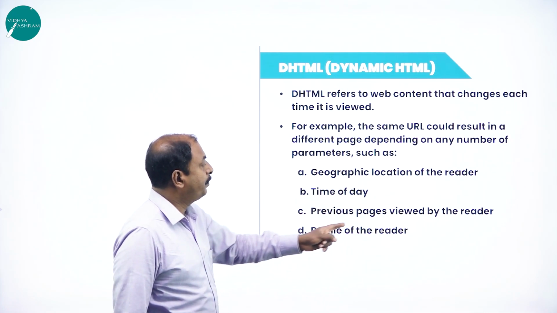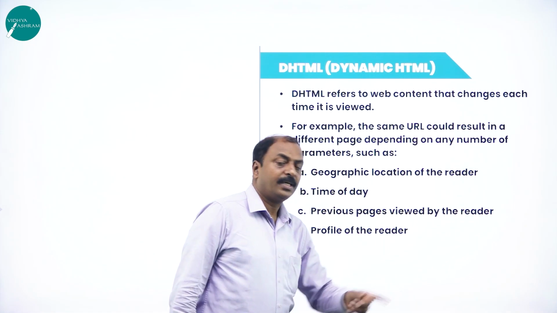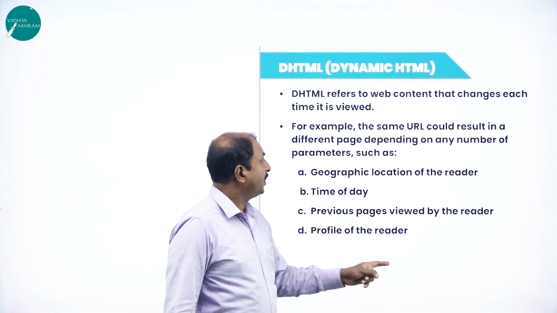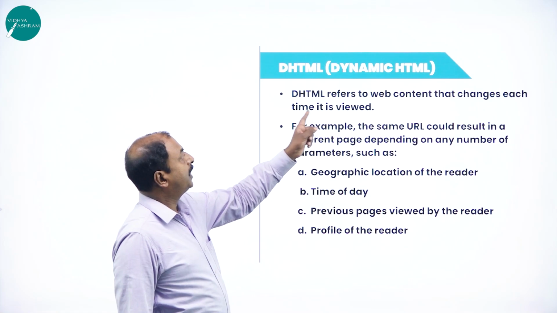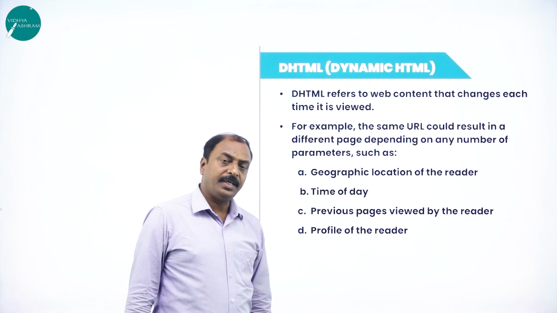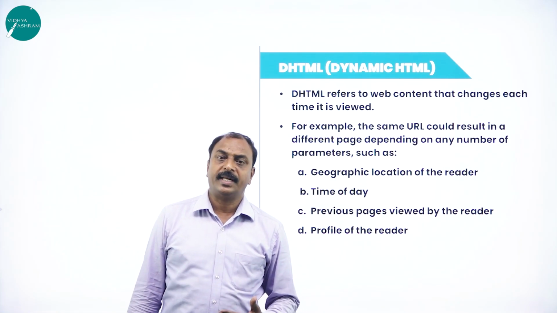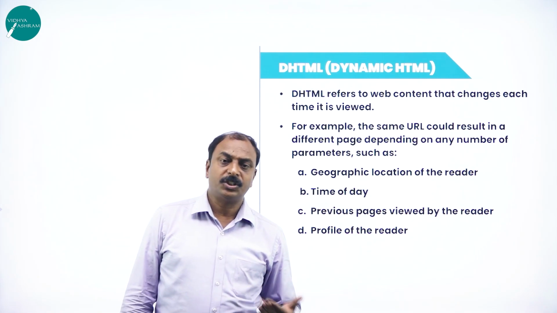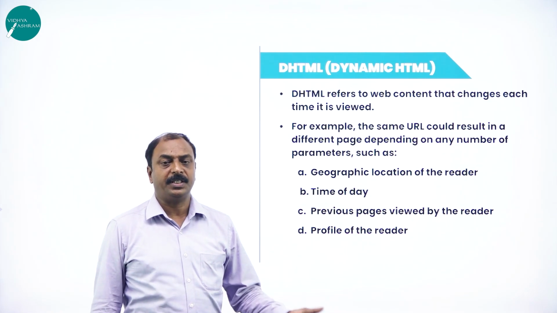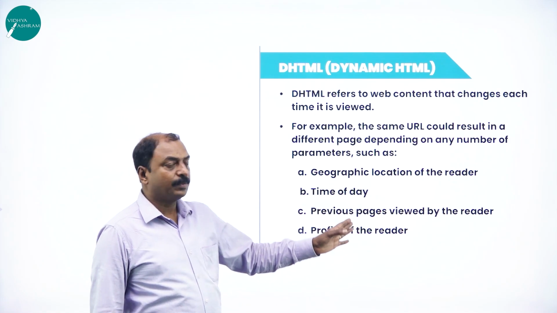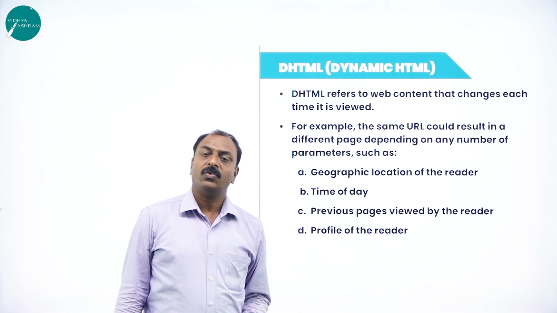Time of the day, previous pages viewed by the reader, and profile of the reader. All these are examples of dynamic HTML, or DHTML. The word dynamic means it is not constant, not static; it keeps changing. We can observe this in many websites.